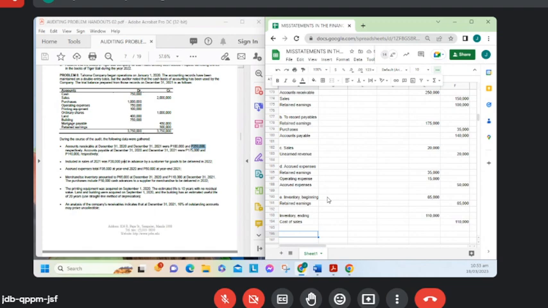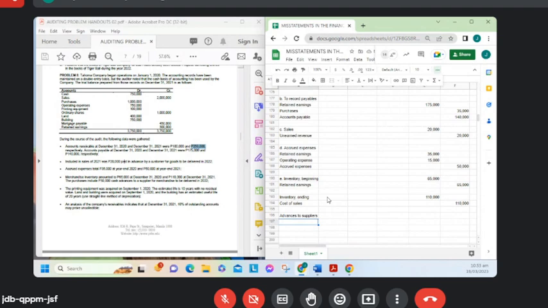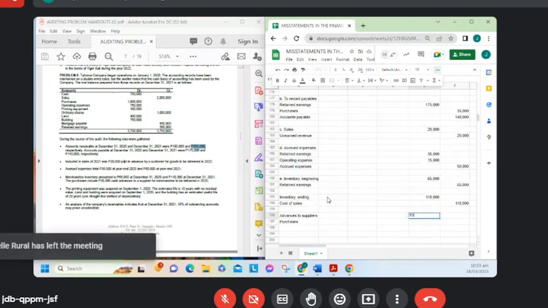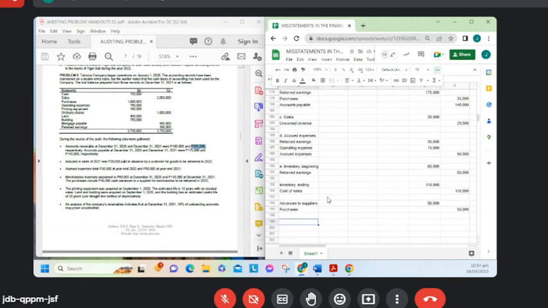And the supplies, no, advance payments for supplies, for advance payments for the purchases. So advances to suppliers, purchases, amounting to 50,000 pesos. Okay, so that's for the bullet number 4. Let's go to bullet number 5.